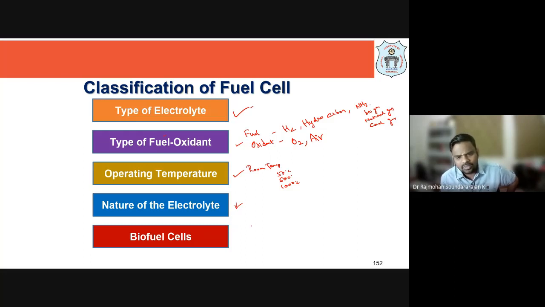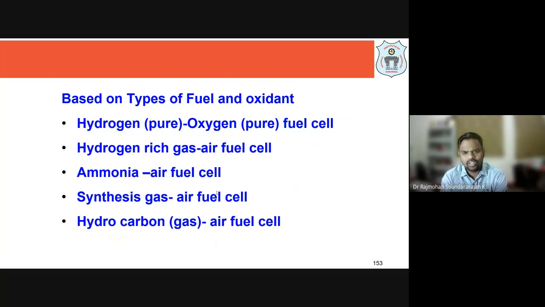Okay, and there is some application of microbes, or enzymes. If you are using an enzyme immobilized membrane, anode and cathode, we are going to call it microbial fuel cells or biofuel cells. So based on that also we can have different types of fuel cells. So fuel cells can be classified based on the electrolyte used, based on the combination of fuel and oxidant, based on the operating temperature, based on the nature of the electrolyte, and whether it is a biochemical system or not. Okay. So now we will look into the fuel and oxidant.